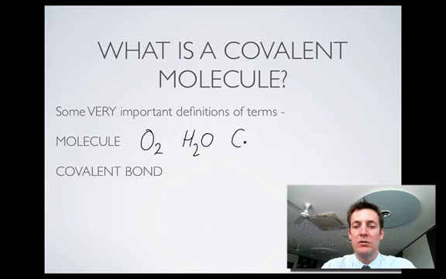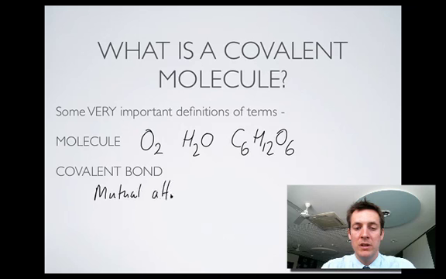You could have glucose, for example. Here we've got three different kinds of atoms, but 24 atoms altogether making up this one molecule. Because they're held together by covalent bonds, that makes all three of these things covalent molecules. How can you tell they're held together by covalent bonds? Because they're all non-metals.